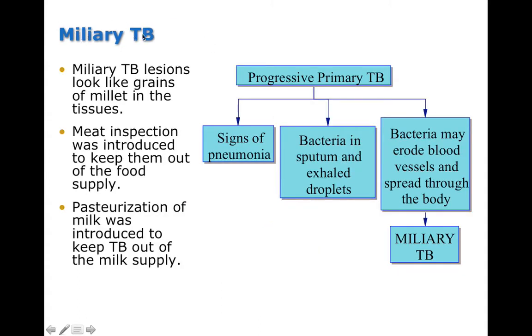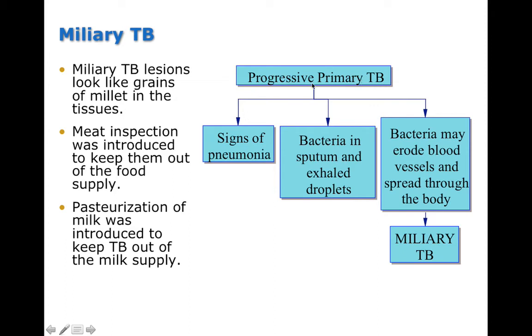Now, with miliary TB, we find that these lesions look like grains of millet in the tissues, and what's really interesting then is that this is more commonly associated with the food supply. So now the USDA can inspect meat, and we have pasteurization of milk, and it keeps tuberculosis out of our food. That's true in the US, but not necessarily true worldwide.